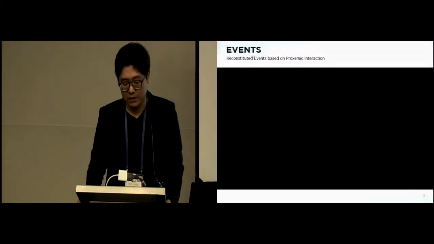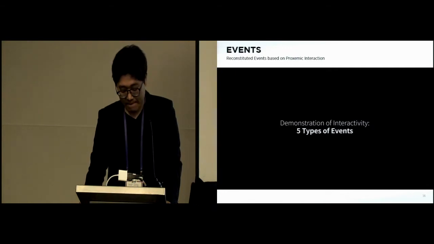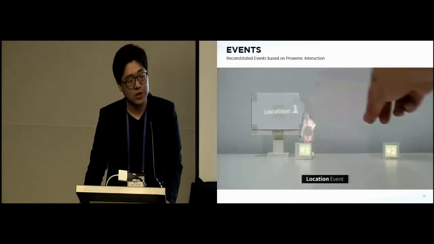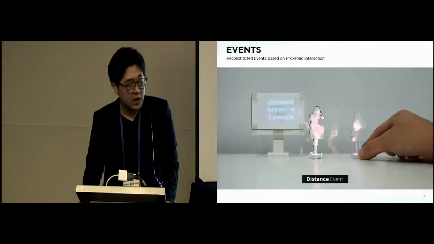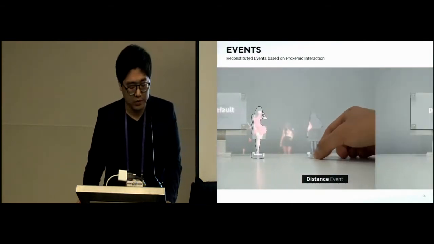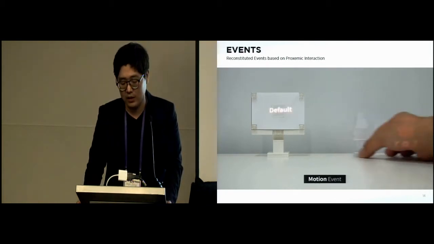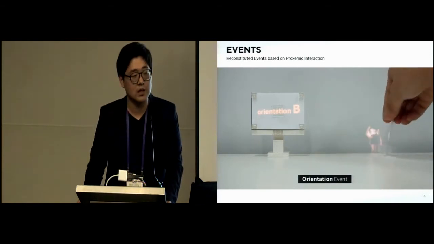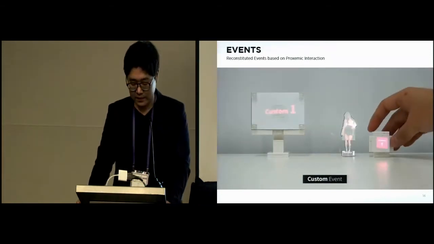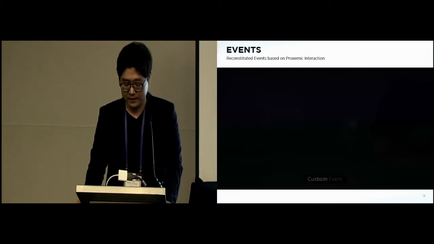There are 5 types of events that miniStudio supports. Location of the miniature model, and distance between 2 miniature models, motion in a direction of left, right, up or down, and orientation of a multi-sided miniature model, and custom events for non-spatial conditions.